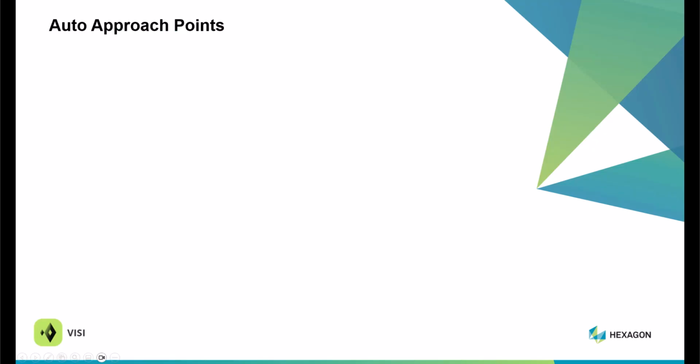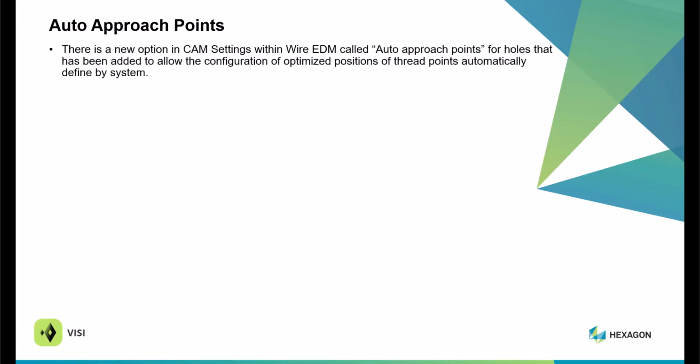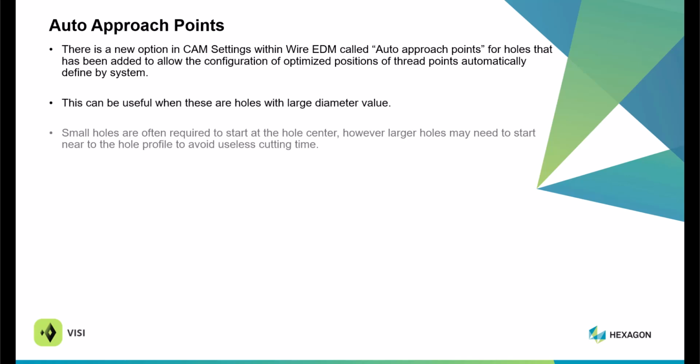There's a new option called Auto Approach Points. This new option, available in the CAM settings, will allow Wire EDM to do an automatic approach for holes that have been allowing the configuration for optimized position. This is good for threaded holes for automatic. This can be useful for holes with larger diameter values.